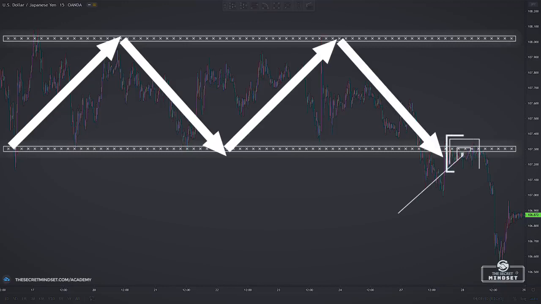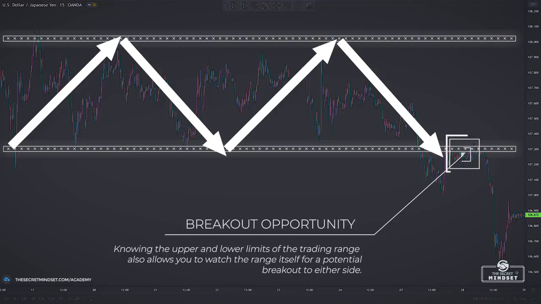Knowing the upper and the lower limits of the trading range also allows you to watch the range itself for a potential breakout to either side. This is especially useful when the top and bottom levels of the consolidation phase are defined by angular trend lines, like in a wedge pattern that is slowly constricting price action, leading to a possible breakout.